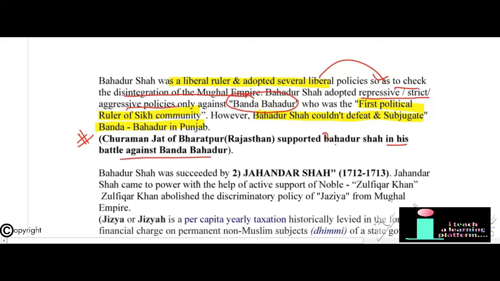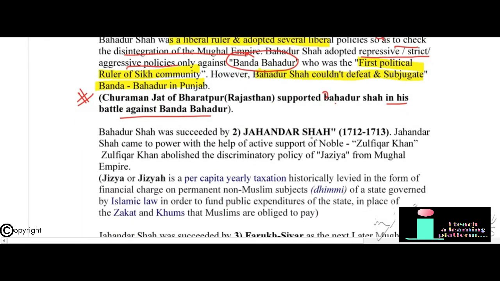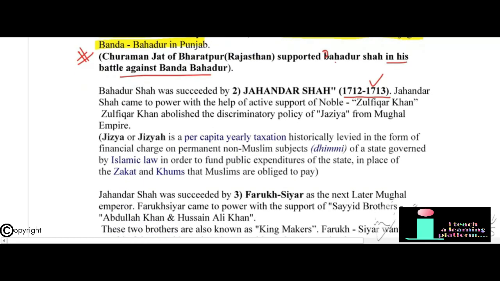to no avail. Bahadur Shah was succeeded by Jahandar Shah, whose reign was from 1712 to 1713. Jahandar Shah came to power with the active support of the noble Zulfikar Khan. Zulfikar Khan abolished the discriminatory policy of jizya from the Mughal Empire.